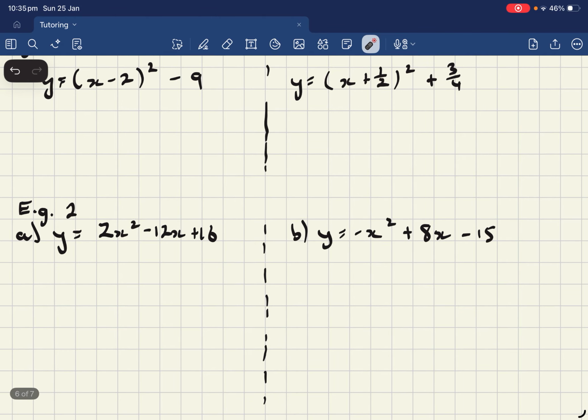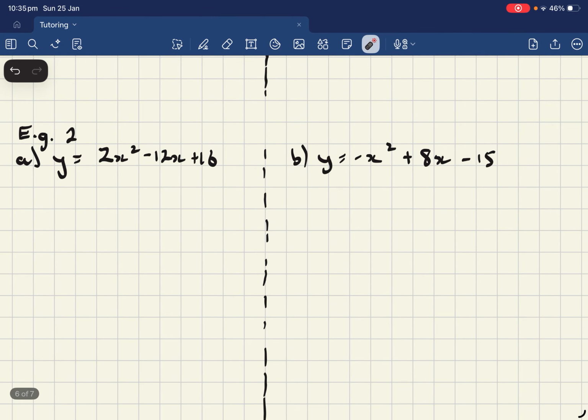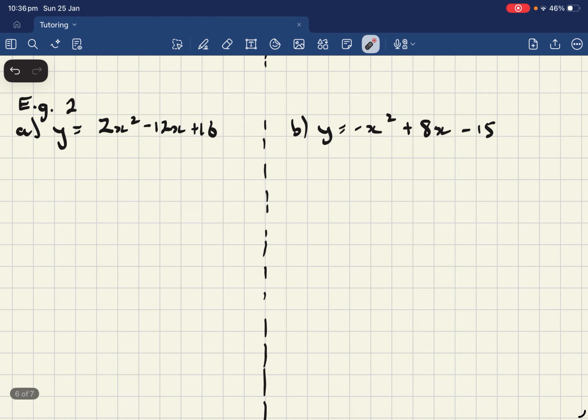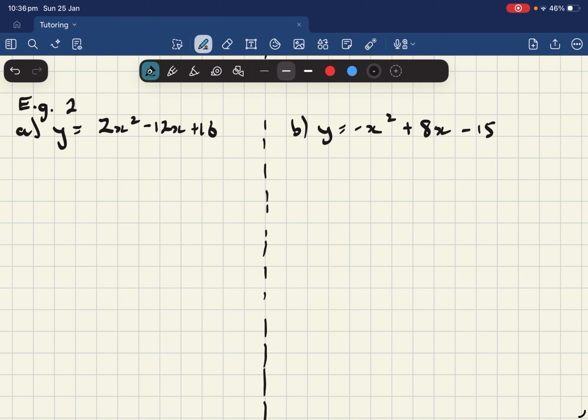Now for the next two examples, we are looking at completing the square, but for non-monic quadratic equations. So for this one, what we want to do, because completing the square works when this is monic, before we do anything, we want to factor out 2 from this right-hand side. So what that's going to give me is y is going to stay the same here.